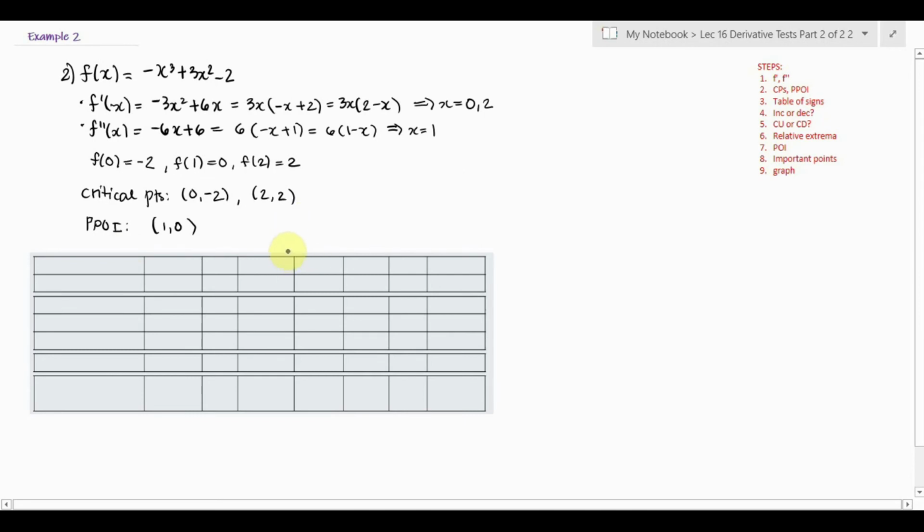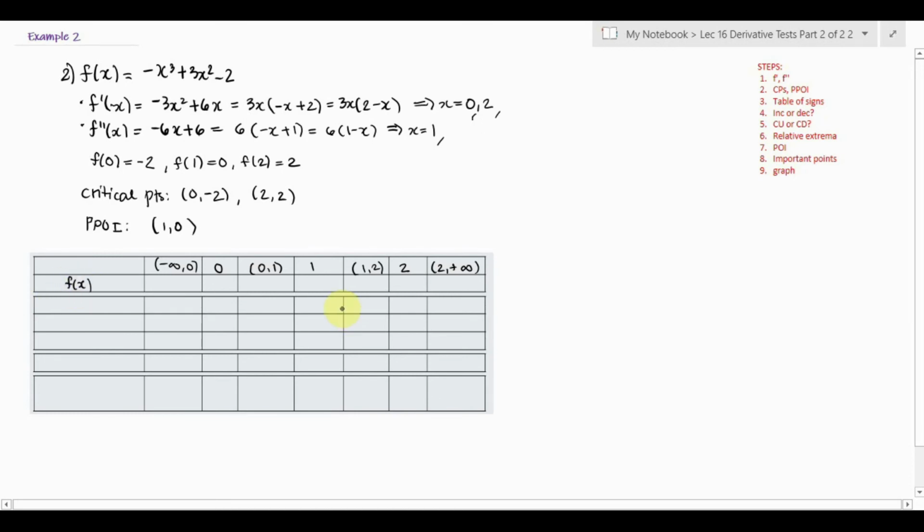Next, table of signs. We divide our interval with 1, 0, and 2. So, start tayo sa 0. Negative infinity to 0. Tapos 0 to 1. Tapos 1 to 2. Lastly, we have 2 to positive infinity. Okay? First row, f of x.